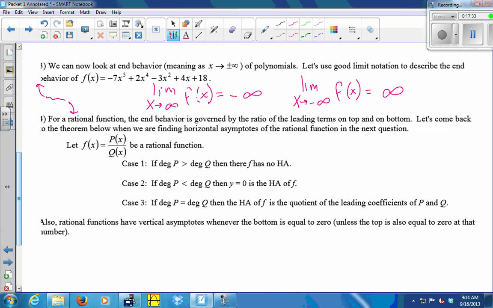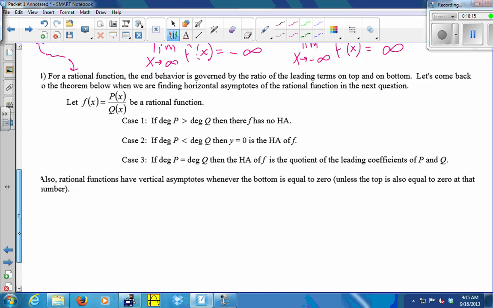Okay, so for a rational function, the end behavior is governed by the ratio of the leading terms on the top and the bottom. There are three cases. If the degree of p is greater than the degree of q, there's no horizontal asymptote. If the degree of p is less than the degree of q, then y equals 0, which is the x-axis, is the horizontal asymptote. And if the degrees are equal, then the horizontal asymptote is the quotient of the leading coefficients. Does that sound familiar? Everybody's looked at some rational functions before? Okay, well, we're going to come back to them in a few minutes.